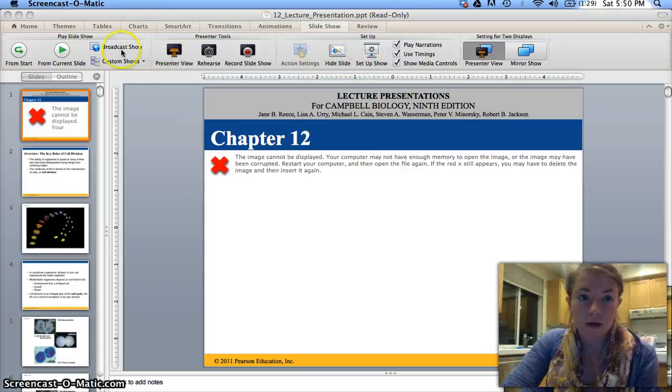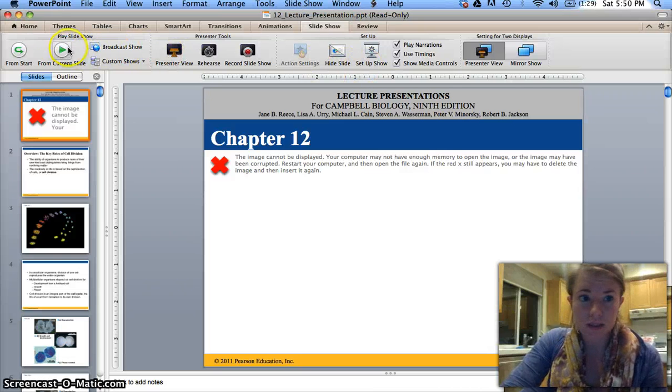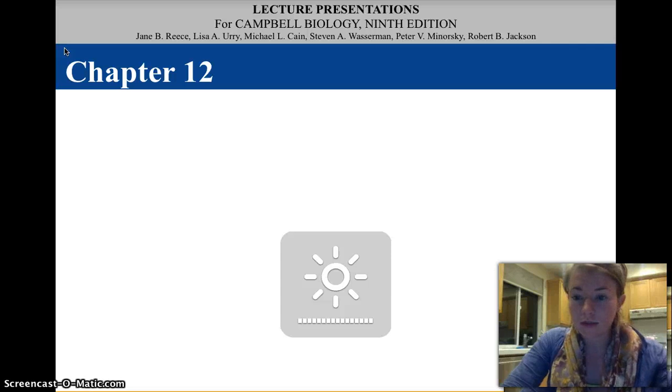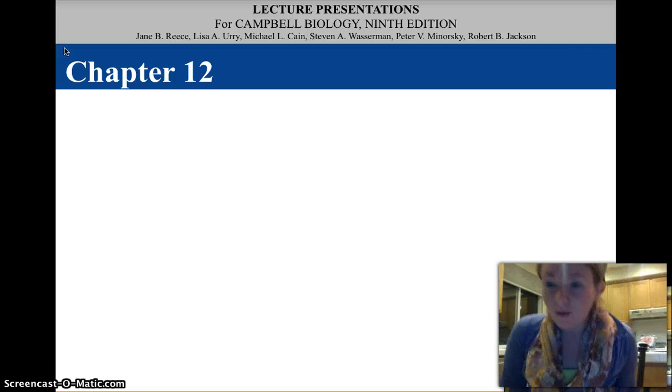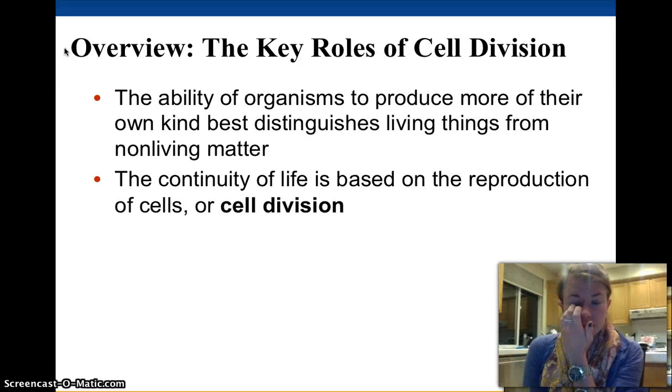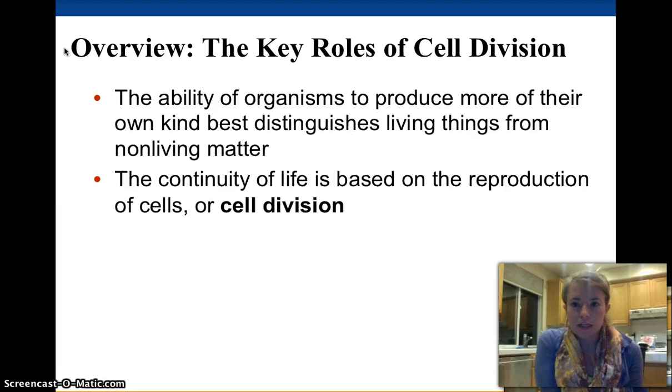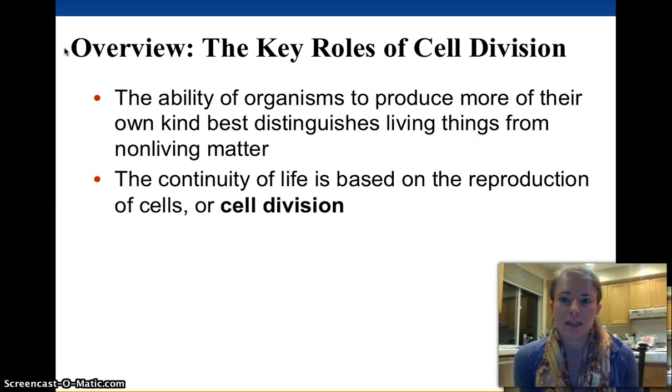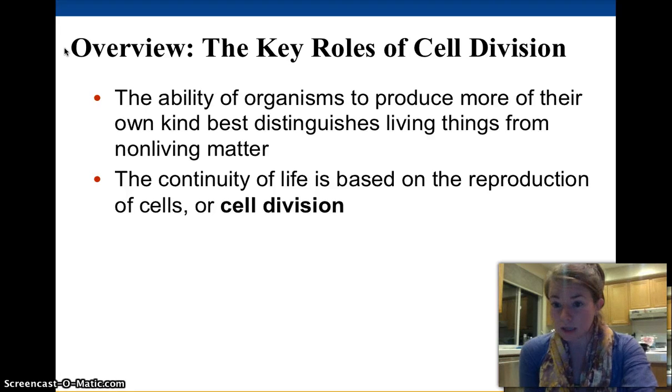So chapter 12 is about mitosis, and you guys are probably very familiar with this stuff already, so we're just going to kind of zoom through it. So mitosis is cell division, right? The ability of organisms to produce more of their own kind best distinguishes living things from non-living things. So we can make more. Humans can make more humans, dogs can make more dogs, cells can make more cells, and this is how cells make more cells.